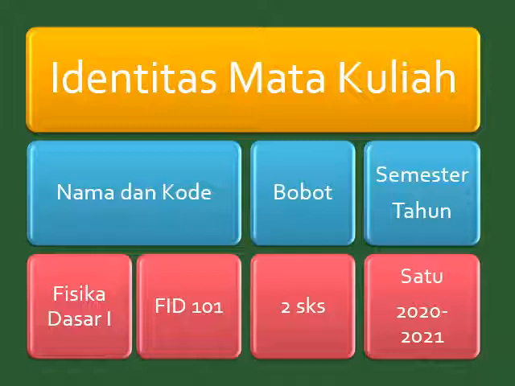And this is the identity of the course. This is Fundamental Physics 1. The code is FID 101, and the weight is 2 credits. So 2 credits can be defined as 150 minutes per credit. So if it's 2 credits, you need to spend 300 minutes per week to learn about this subject.